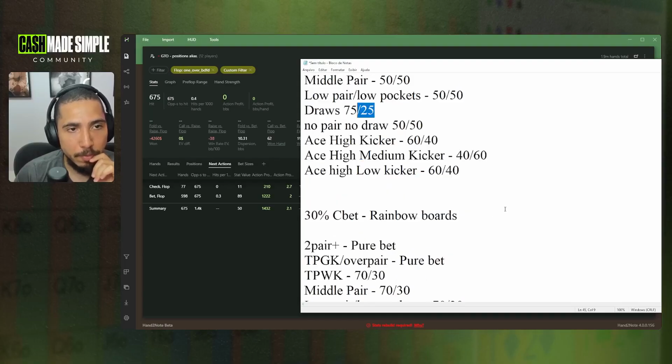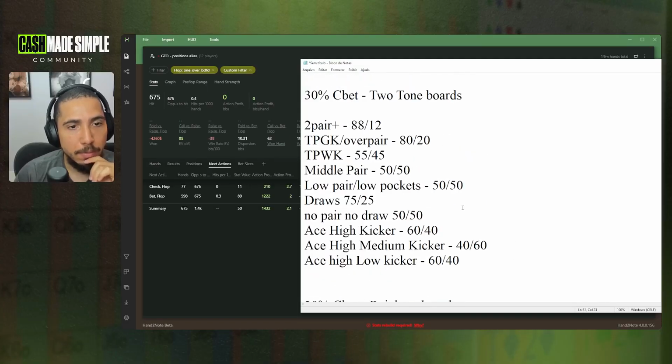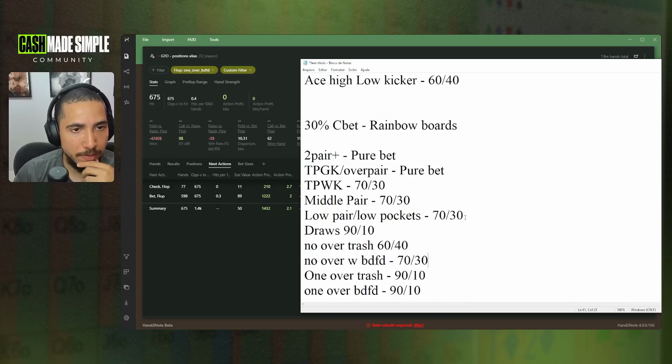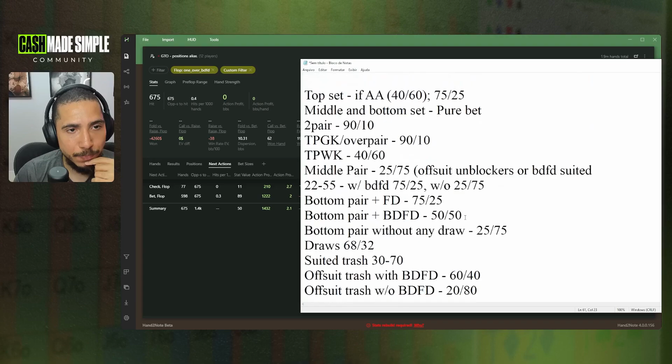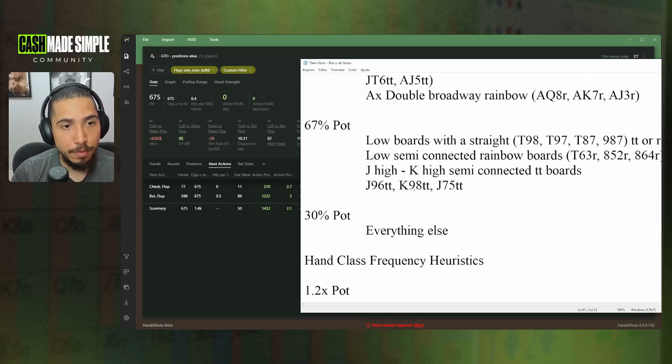Our draws, we're betting more, 75-25 to 90-10. And our trash, we're also betting more, 60-40, 70-30, 90-10. We're just betting more with all of the hand classes, which makes perfect sense and should be expected, right? So I'm going to put these notes here in the bottom of this class so that you can review those notes, and you have to keep reviewing this, okay?